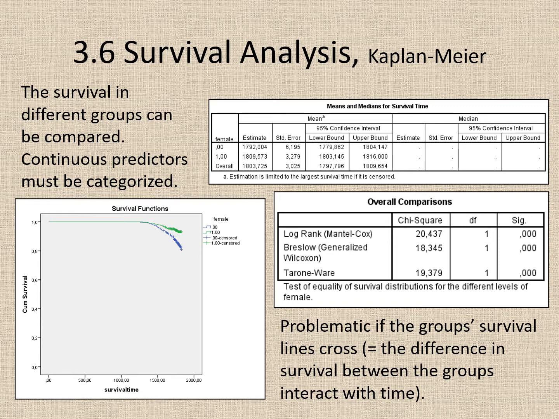But what you might miss is that there is a time by group interaction. So survival in one group is higher during early days, in the beginning of the time period, and survival in the other group is higher in the latter part of the time period. So you might miss something interesting there. Of course, you probably see that if you plot them and have a look. But if you only look at this data and it says it's non-significant, you might miss that kind of result.